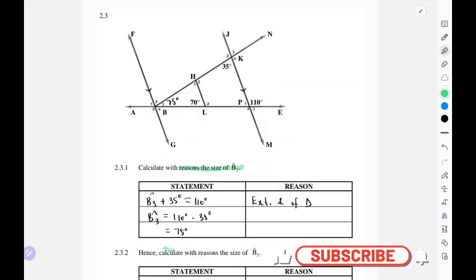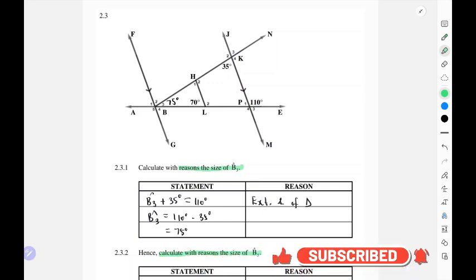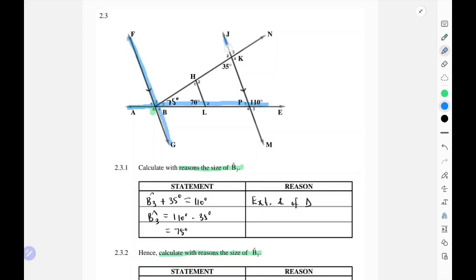So the second part of the question says calculate with reasons the size of B5. So let's identify B5. B5 is this angle here. I want you guys to notice that we have a transversal here and two parallel lines. So we have a set of corresponding angles here. If we can find P4, then it's easy to find P5. We can find P4 by acknowledging that 110 degrees and P4 are vertically opposite angles.